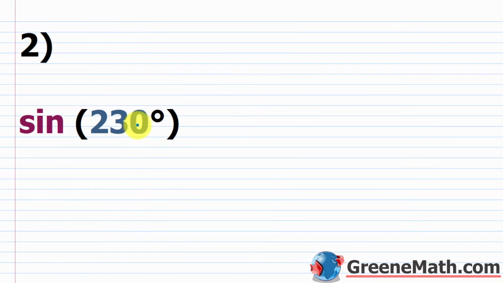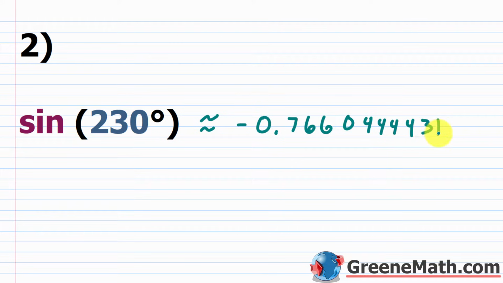So if we punch this into the calculator by hitting the sine key and then followed by the 230, and then again, you might have to close your parentheses, you're going to get approximately, I'm going to put negative 0.766. Let's go 0, and then I've got 4, 4, 4, 4, and then 3, 1, and that's where my calculator stops. Again, yours may give a different number of digits or change some things at the end. It's just based on how your calculator works.